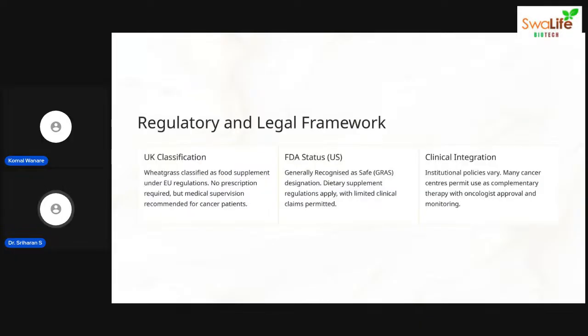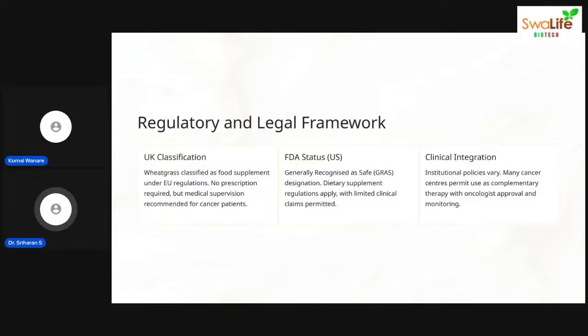Regulatory and legal framework. Yesterday in class we saw the regulatory framework. The UK and US recognize wheatgrass as a supplement, no prescription is required, and they recommend it for cancer patients. In FDA status too, it is considered a supplement alone. To go deeper and get a monograph, or do any serious research, we need clinical claim data.